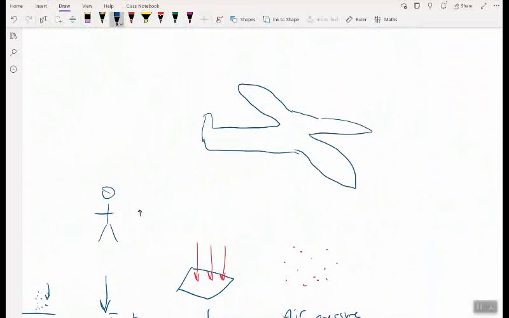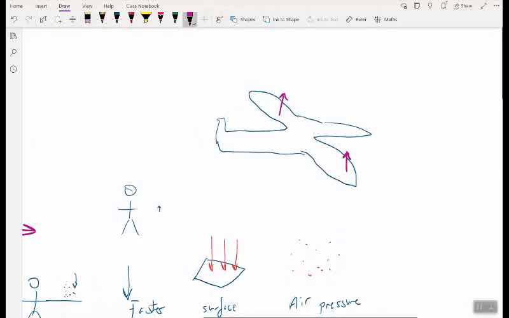It's my plane drawing. I won't go into explaining how it works, but as the wings of a plane undercut air, it causes this upward force, which is lift. So it's not upthrust. That's a common mistake that people label on planes, that it's upthrust. It's actually lift.